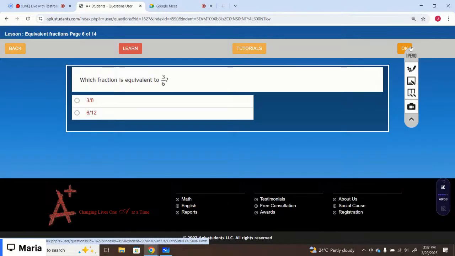Which fraction is equivalent to 3 over 6? That is 6 out of 12. Option number 2 is the correct option.